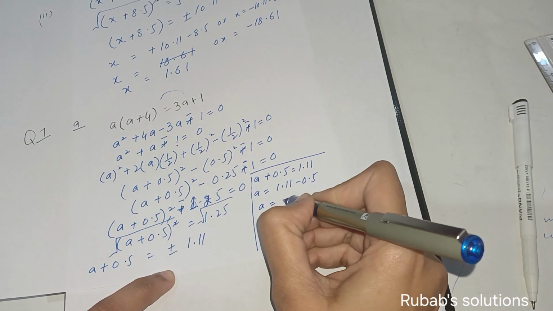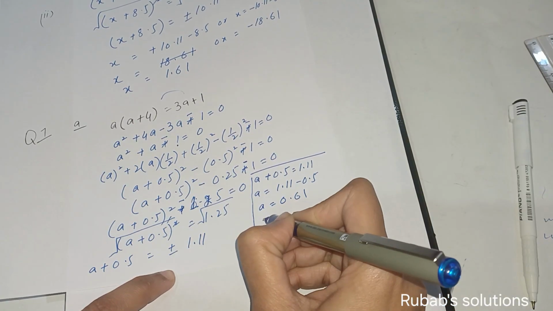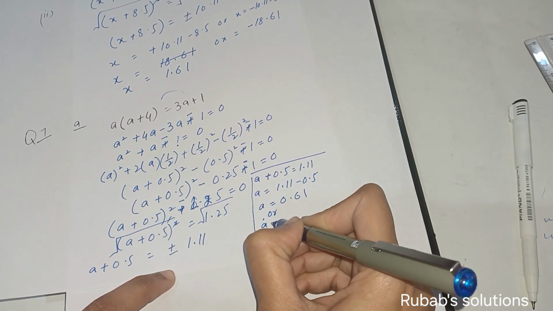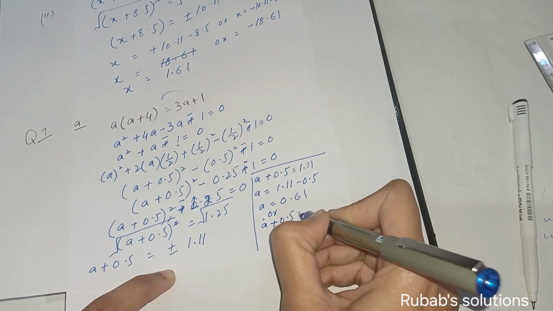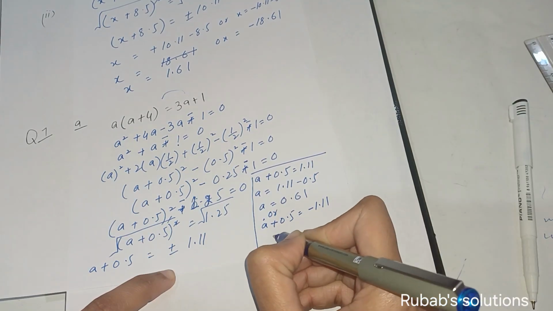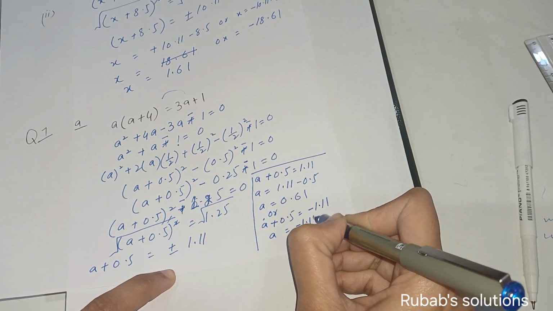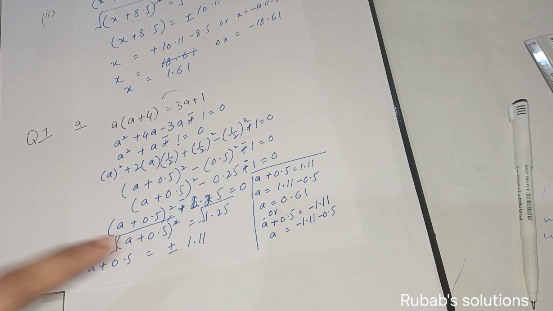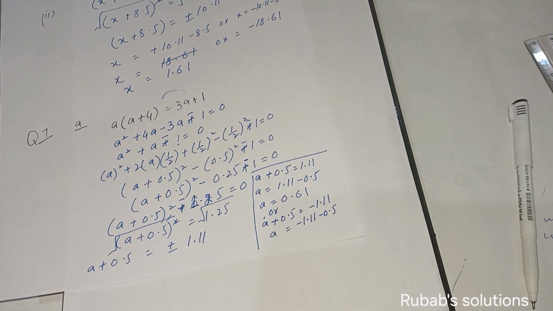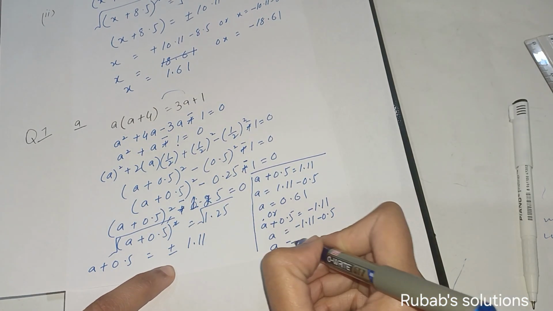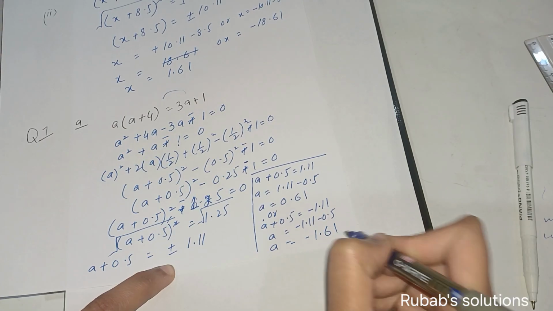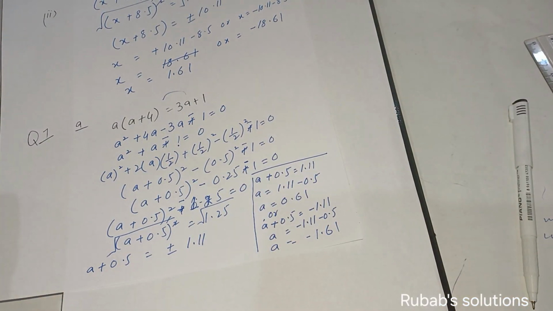0.61. A is equal to 0.61, and on the other side, a plus 0.5 is equal to minus 1.11. So a is equal to minus 1.11 minus 0.5. So the answer from here will be equal to 1 point. A is equal to minus 1.61. So this is the answer for part A.